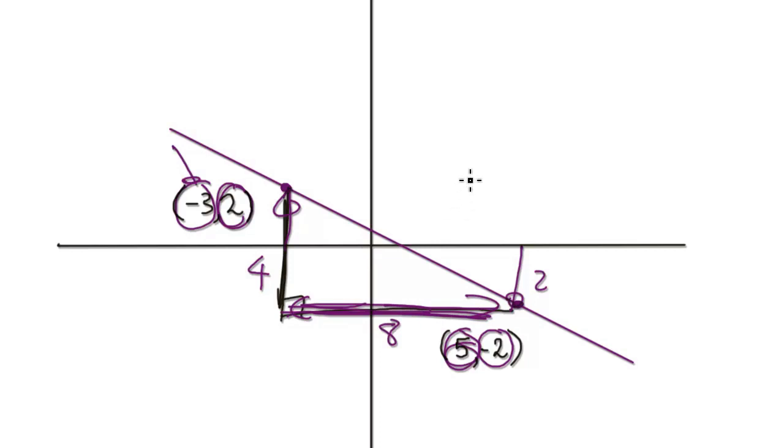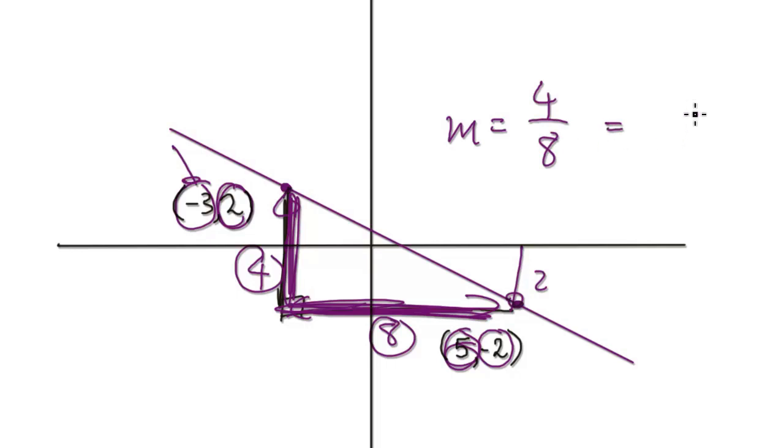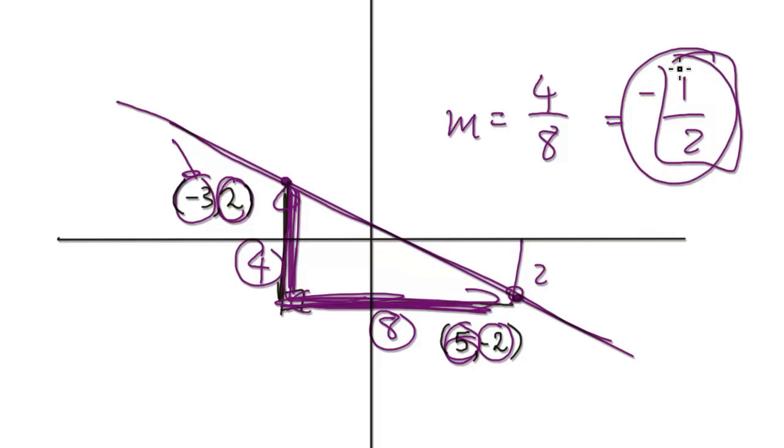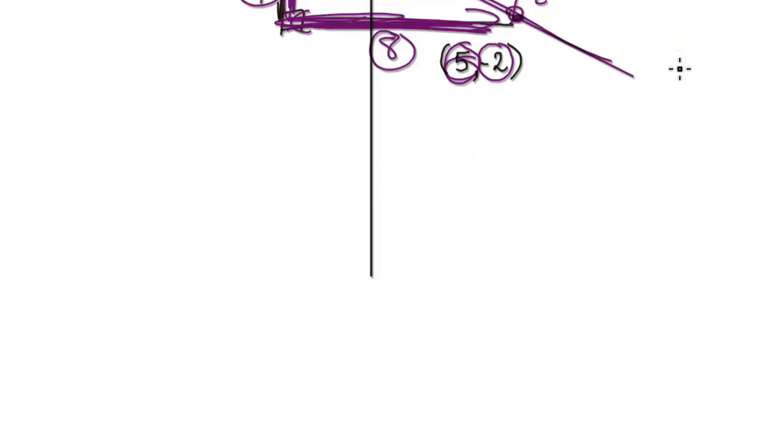Okay, so the gradient is always the height divided by the base. So the height is 4 and the base is 8, and then you can simplify this to 1/2. So the gradient is actually a half. But because it's going downhill, you stick a negative in front of it. So this is your final gradient, -1/2. Okay, so next one.